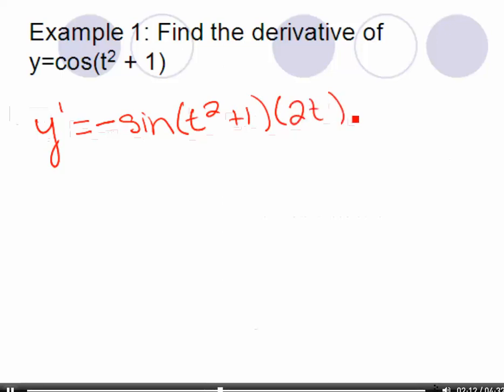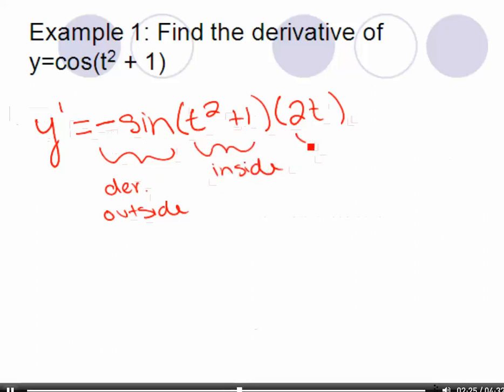So we can think about this as the negative sine being the derivative of the outside, times this, our original inside, and 2t is the derivative of the inside.